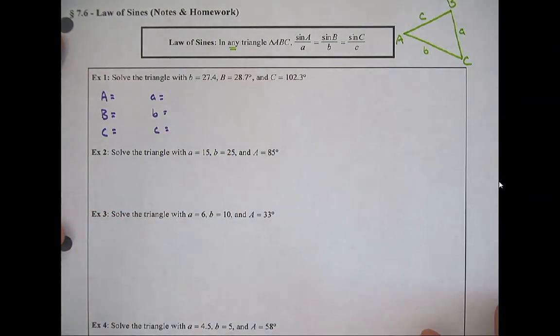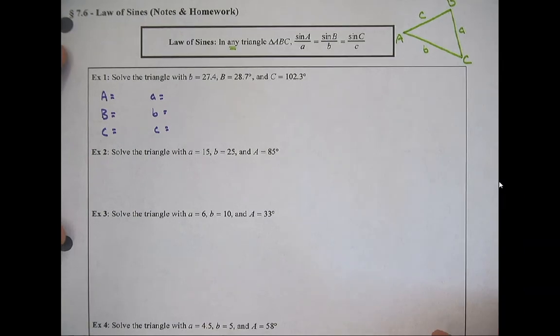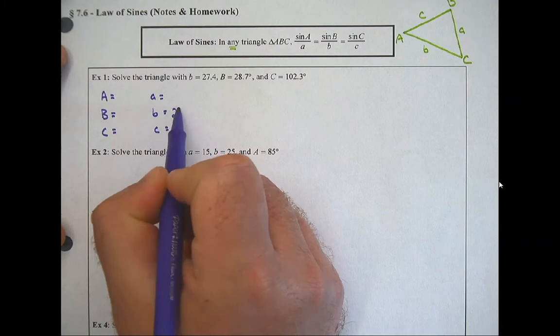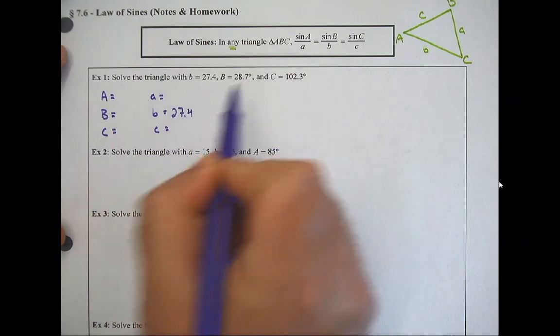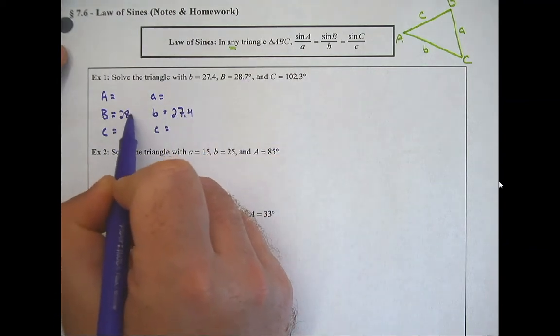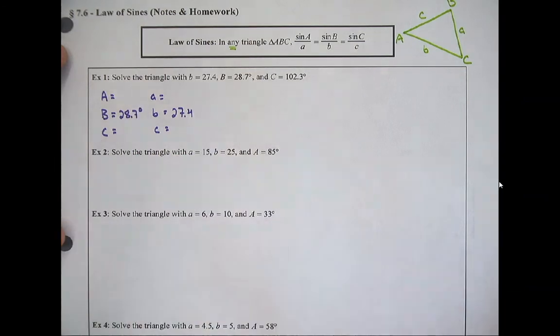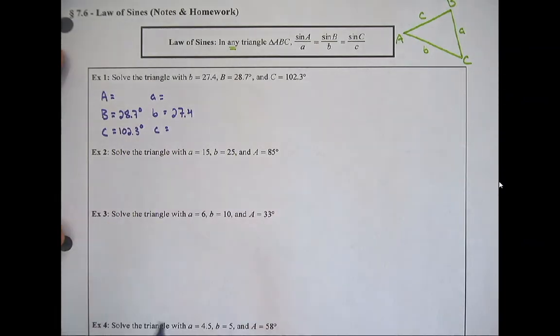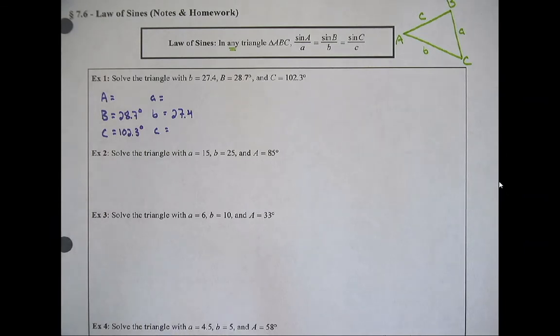And I like to use the same color for the givens. So they gave me that little b is 27.4. They told me that big B was 28.7 degrees. Don't get lazy. If you don't put the degree symbol, you mean that you're in radians. 102.3 degrees. Okay, now we need to figure out what's big A, and little c.